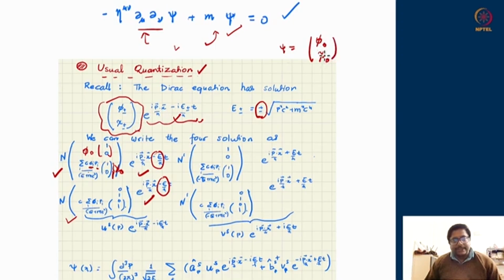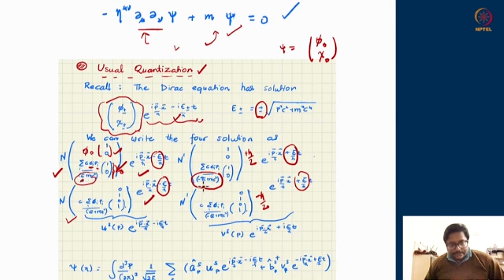And further, if I demand that phi naught and chi naught individually be eigenstates of the helicity operator, they can come as (1,0) or (0,1). The (1,0) structure was for plus h bar by 2 helicity, and this one is minus h bar by 2, or loosely called the spin value, spin half, spin minus half, or helicity Sz plus half, Sz minus half, with positive energy. For the negative energy, the exponential comes with the opposite sign, plus E upon h bar t. This time it will also be plus E upon h bar t. This is plus h bar by 2 in the spin, and this is minus h bar by 2 in the spin. The factor in the denominator of these two also changes.